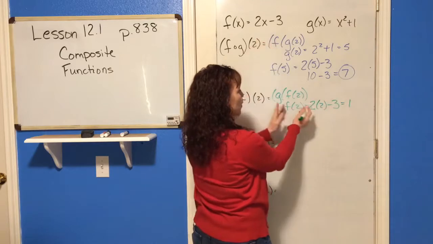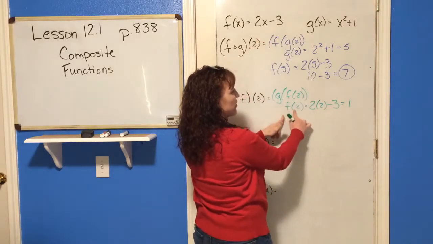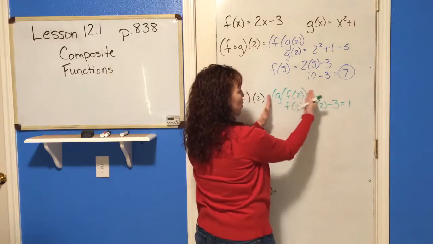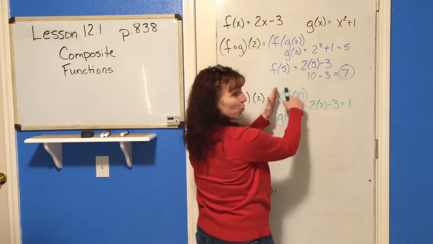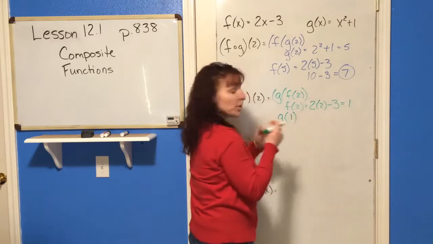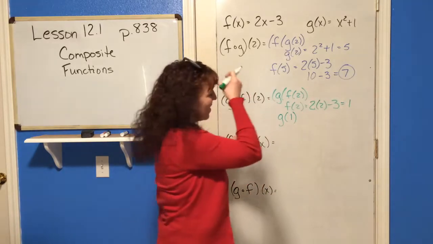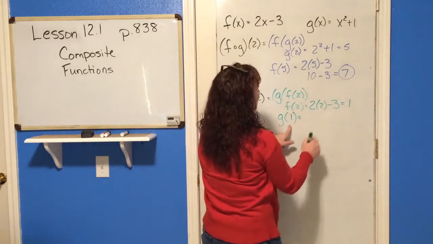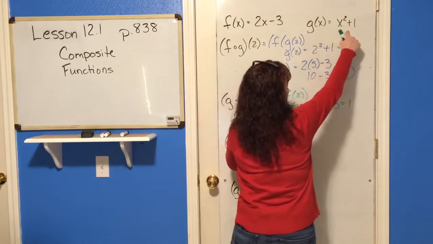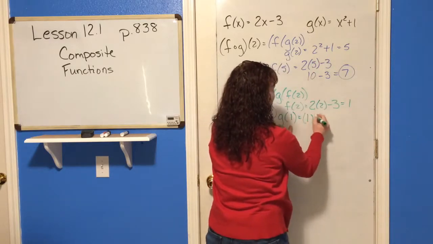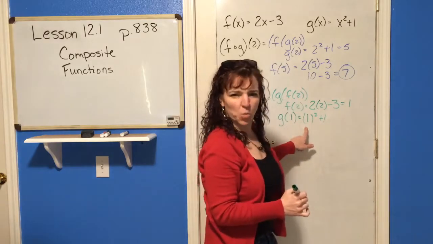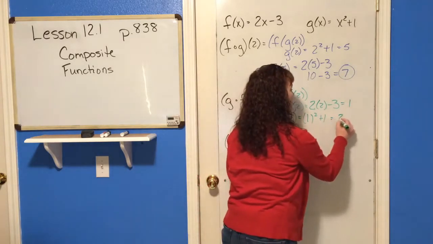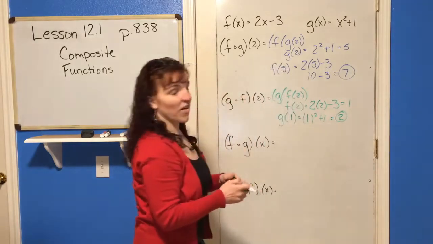So now I'm going to go outward. We found f of 2 is 1. So now I want g of what we got there, and what we got was 1. So now I just want g of 1. I take the g function and put 1 in instead of x. 1 squared plus 1. Well, 1 squared is 1. Plus 1 more is 2. So my final answer is 2.